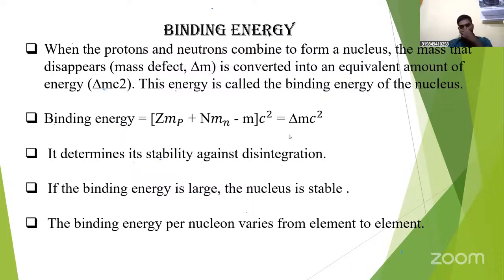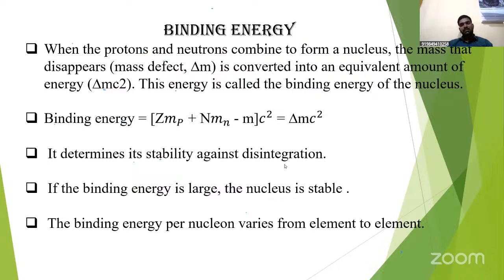So that is given by this equation. Remember this equation, this is important. Z mp plus (A minus Z) mn minus small m, times c square, which is equal to delta m c square. Capital M is what? Mass of the nucleus. Z is the number of protons times the mass of the protons, and the number of neutrons times the mass of the neutrons. So delta m c square. This is delta M, the change in mass of the nucleus relative to the nucleons. Okay. It is delta m c square.